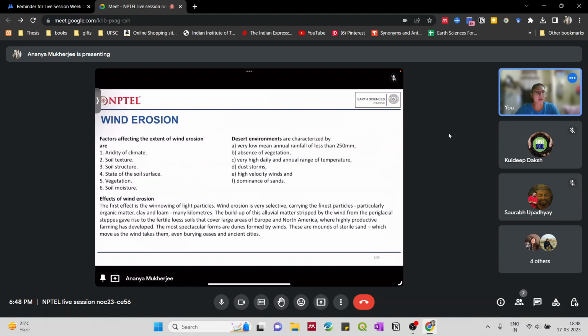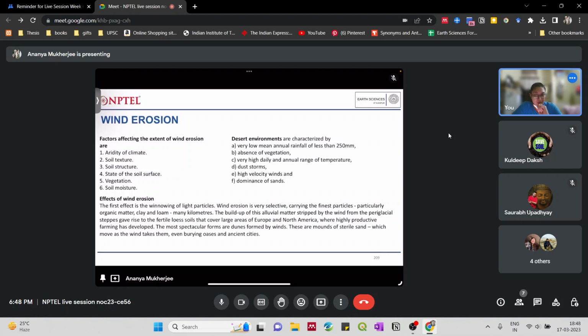Okay, and when these depositions happen, they happen at large areas. These areas are closer to the regions where the wind velocity starts dropping down. This will happen when the wind reaches a place where the moisture content in the air starts rising. So the velocity decreases, and the finer sediments carried by the wind will start getting deposited in that area.